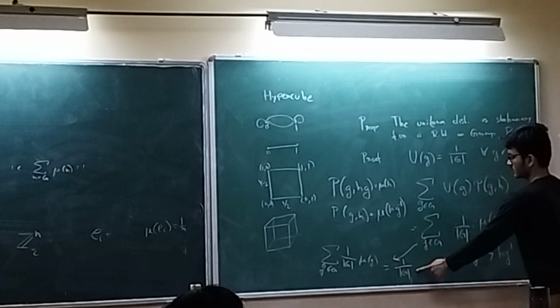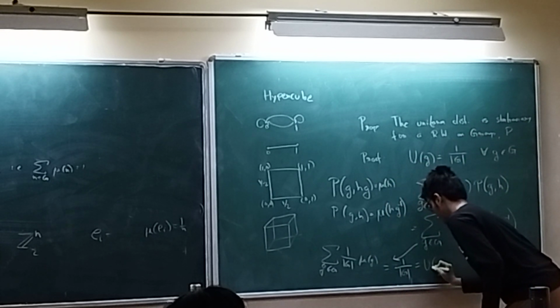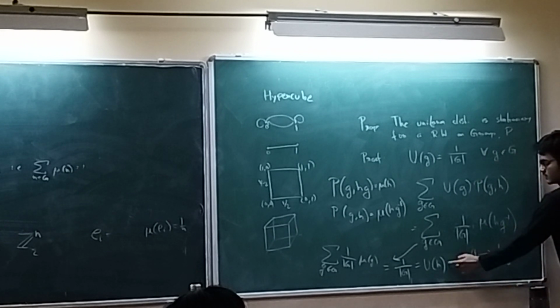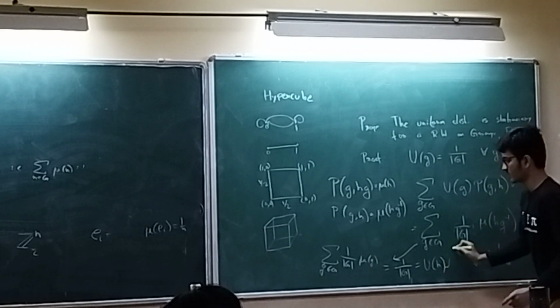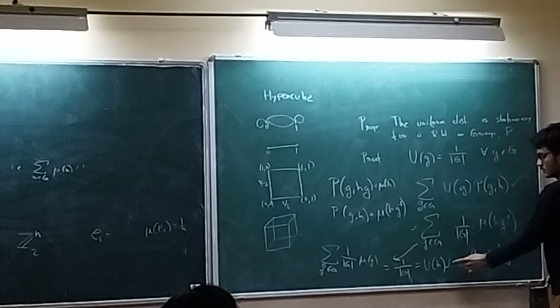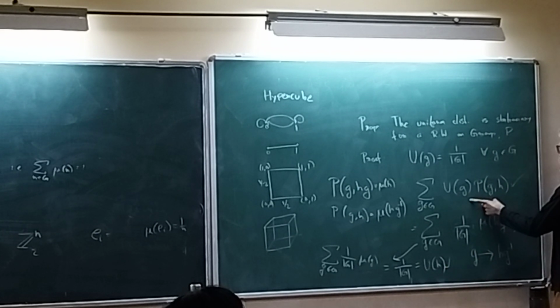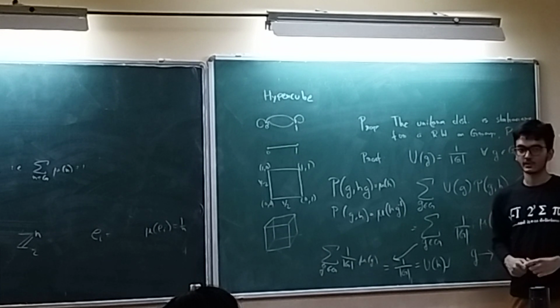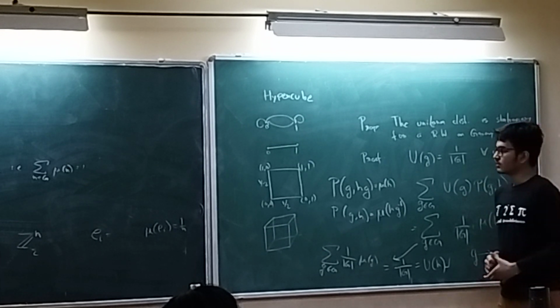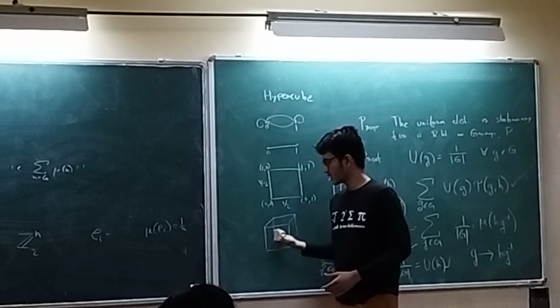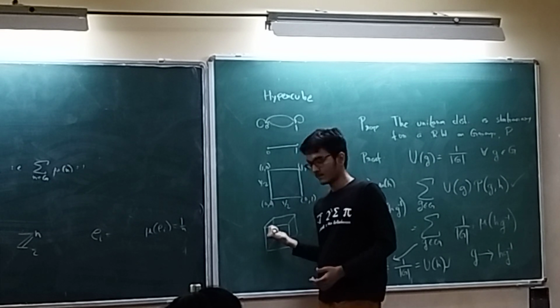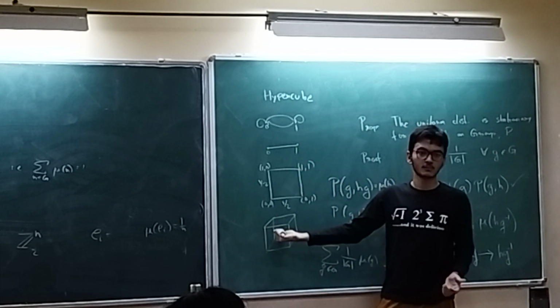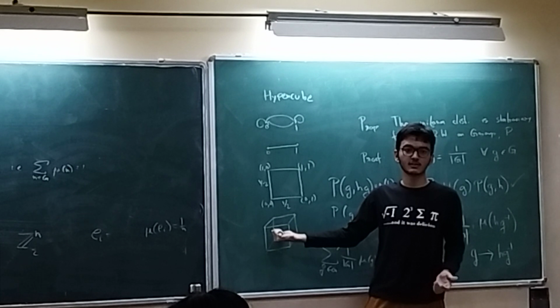Now what is 1 by the size of G? This is just U of h. So hence U is a stationary distribution. And now, once you know this, you know the stationary distribution of this thing. How many vertices are there in the hypercube? 2^n. So what is the stationary distribution? 1 by 2^n.